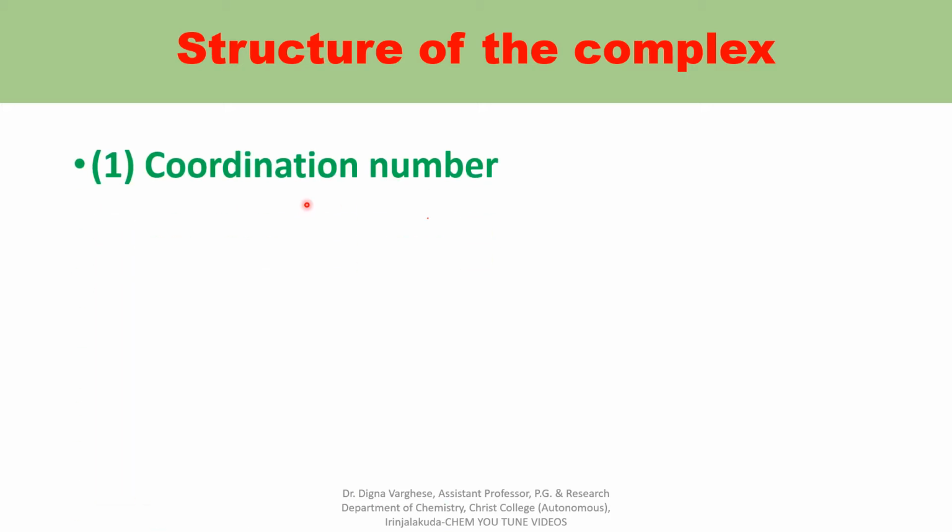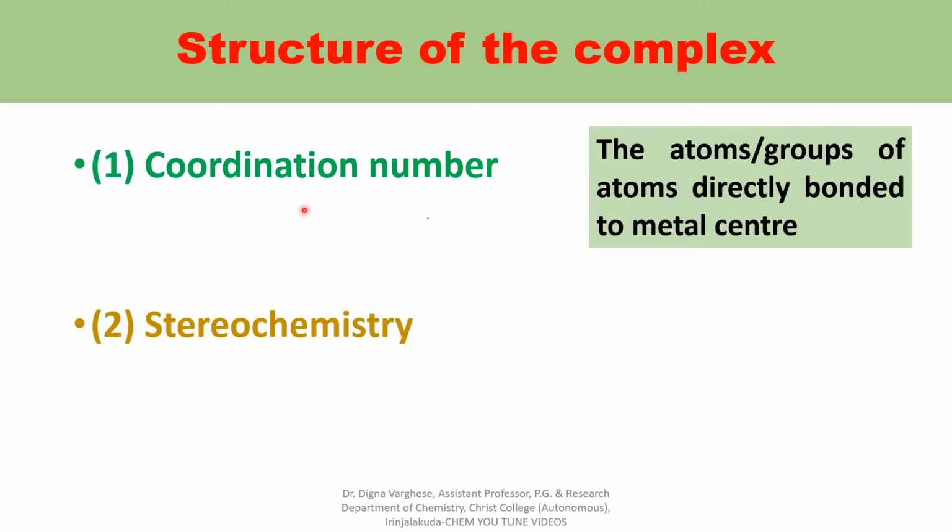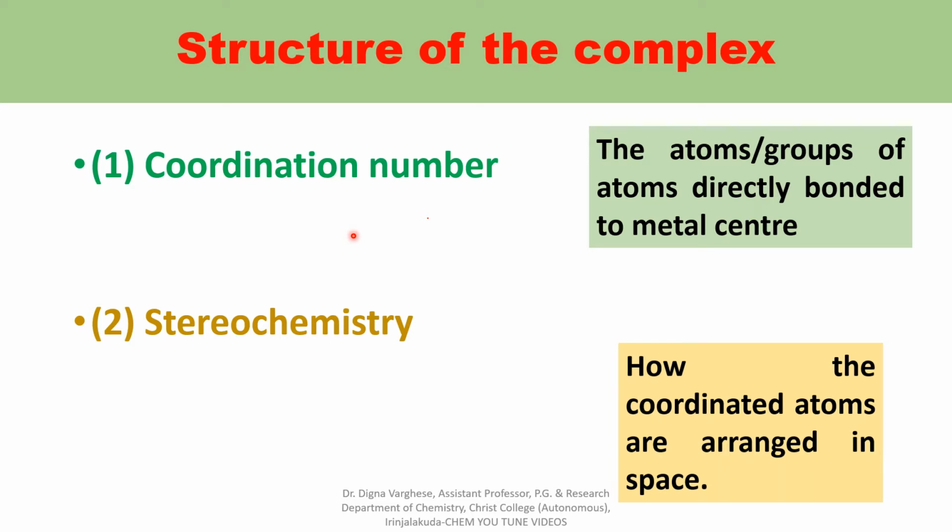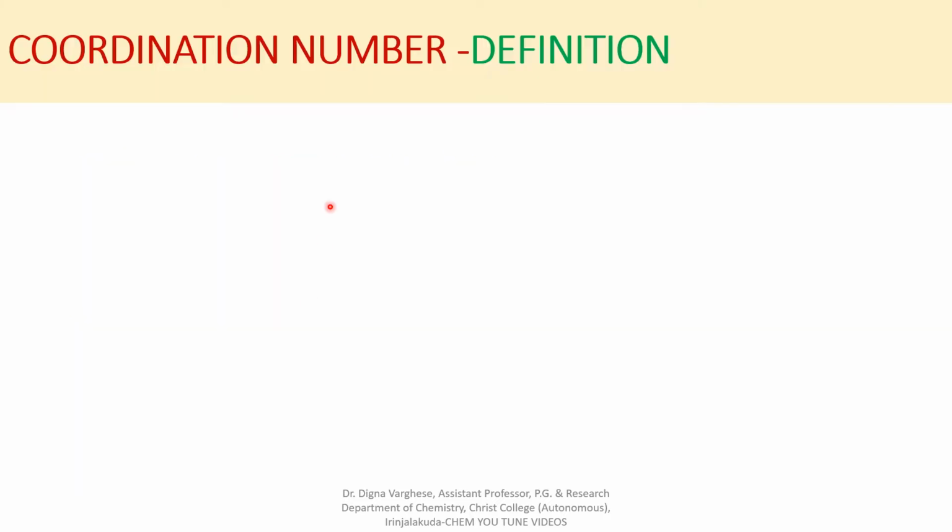We know the structure of the complex depends mainly upon two factors. First one is the coordination number. Second one is the stereochemistry. Coordination number is the atoms or group of atoms attached directly to the metal center. Stereochemistry means how the coordinated atoms are arranged in space. So these two factors determine the structure or geometry of the complex.